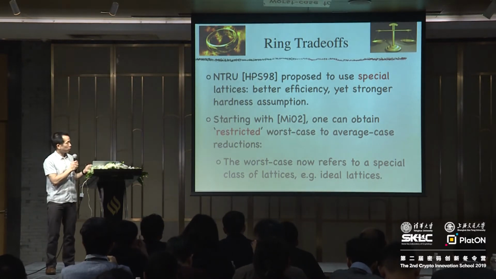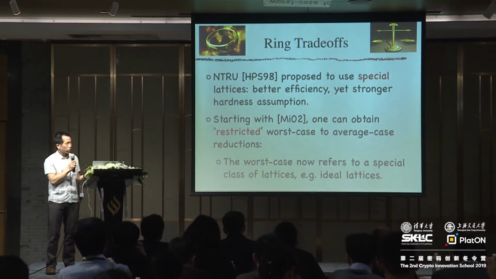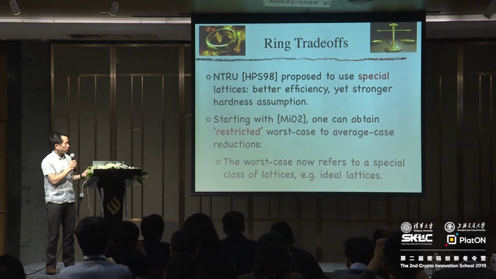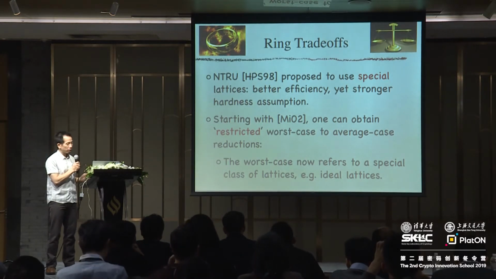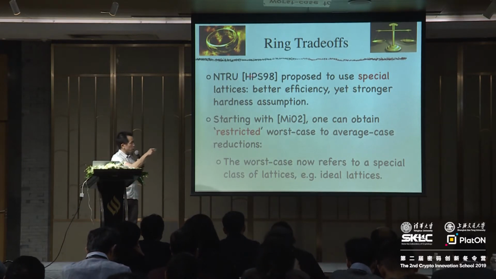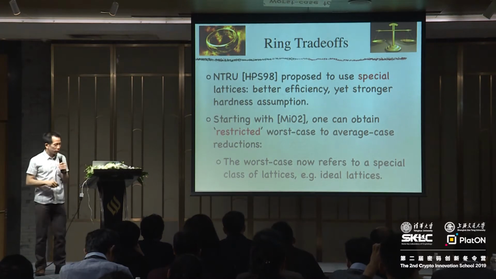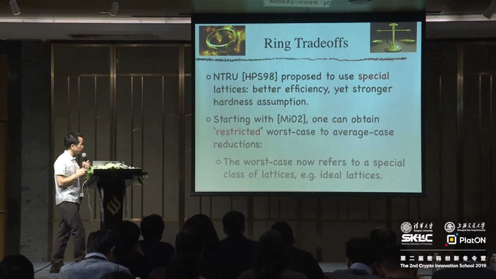So that goes back to the NTRU cryptosystem, which used special lattices to get better efficiency at the cost of a stronger hardness assumption. But at that time, this was very useful. This was just a practical trade-off. And it was not clear whether you could make any complexity statement out of it.